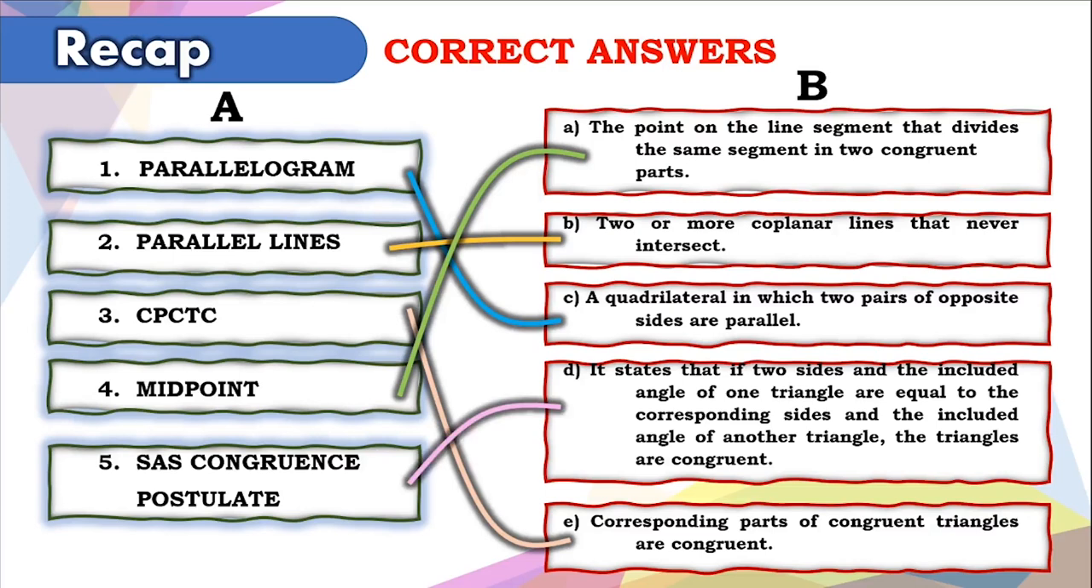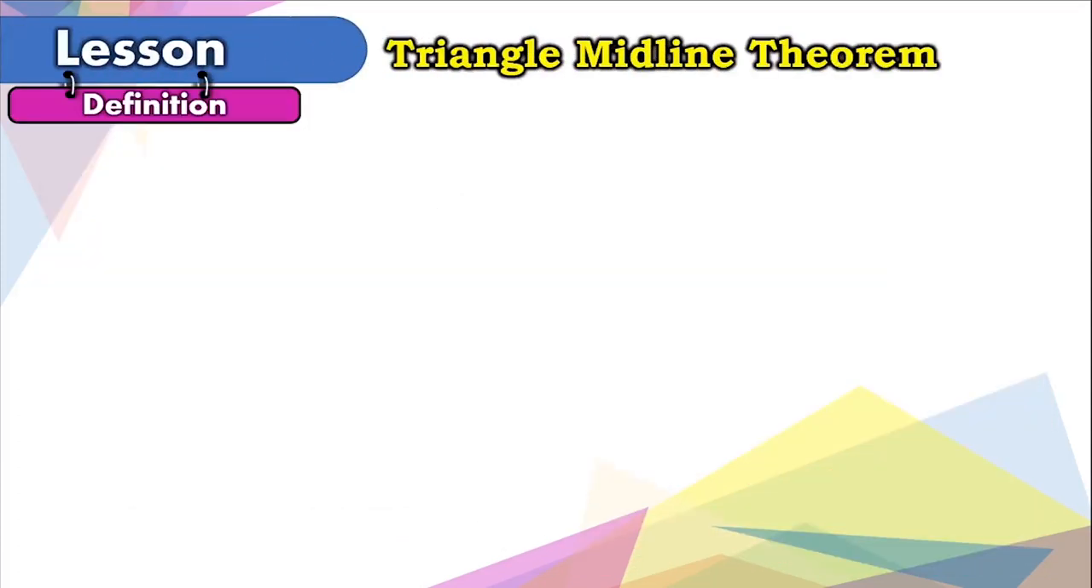SAS congruence postulate states that if two sides and the included angle of one triangle are equal to the corresponding sides and included angle of another triangle, then the triangles are congruent. With these concepts, we are now ready to discuss the main lesson for today, the triangle midline theorem.